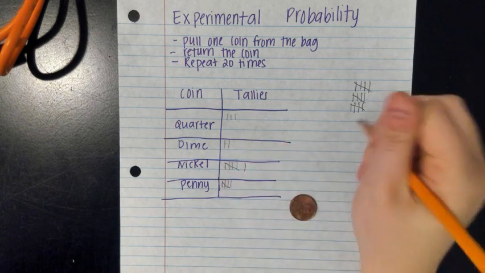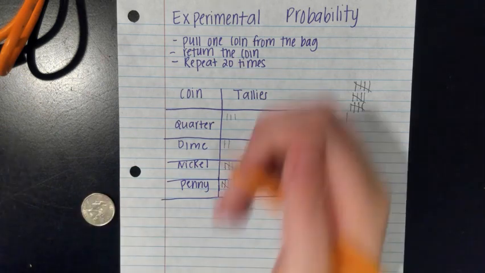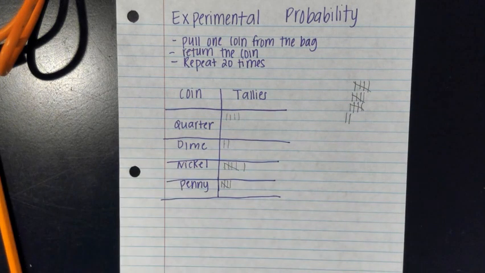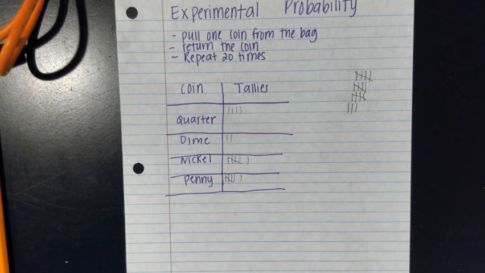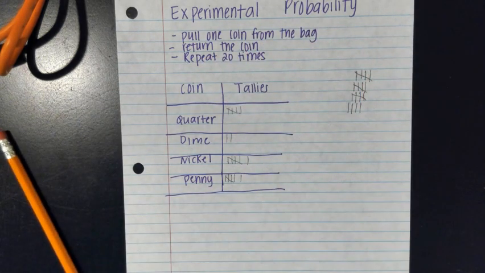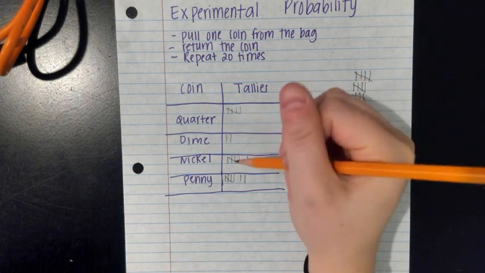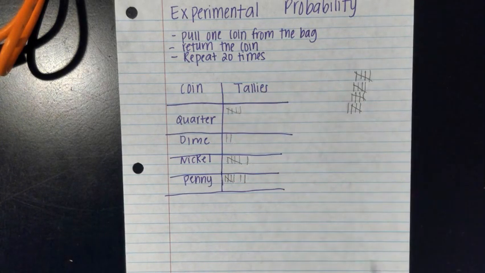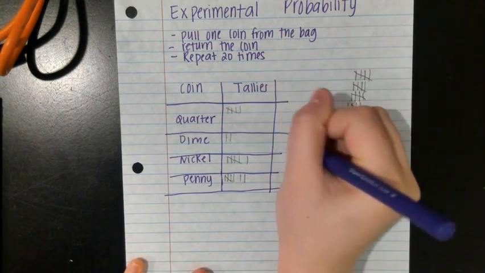Penny. Quarter. Penny. Quarter. Penny. Okay, so that's 20. So let's go ahead and make sure that's 5, 10, 15, and then that's 1, 2, 3, 4, 5. So that's 20 trials. So let's go ahead and add up each one so we can make another column in our table here for just the number value.